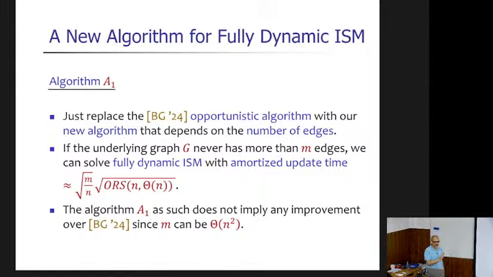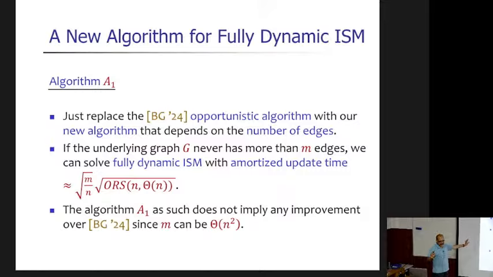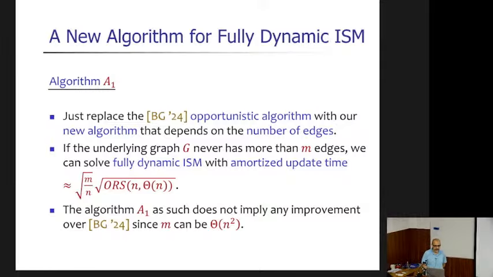Now if you did the balancing, if m was the number of edges in the graph, you will get root m over n times ORS of n comma theta. And as a sanity check, if m is equal to n square, you get the BG24 result. But if m is much smaller than n square, you will get a better bound. Good. So nothing new has happened so far.